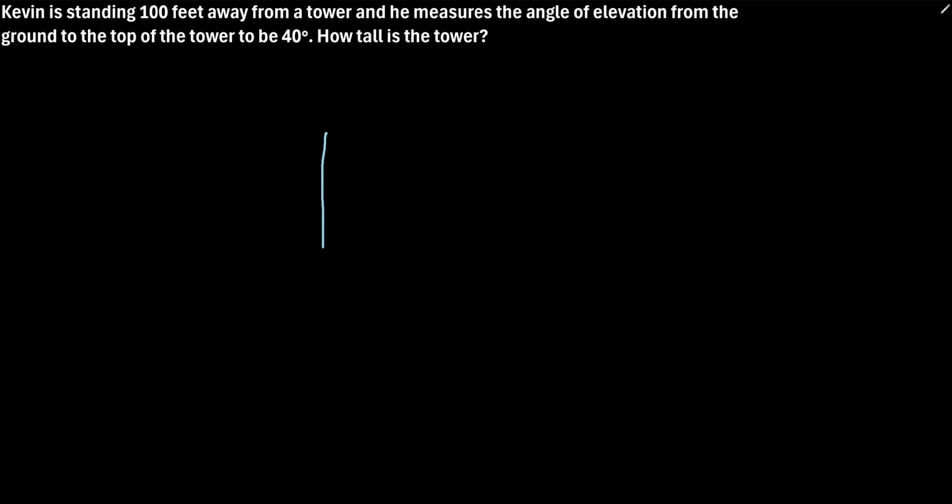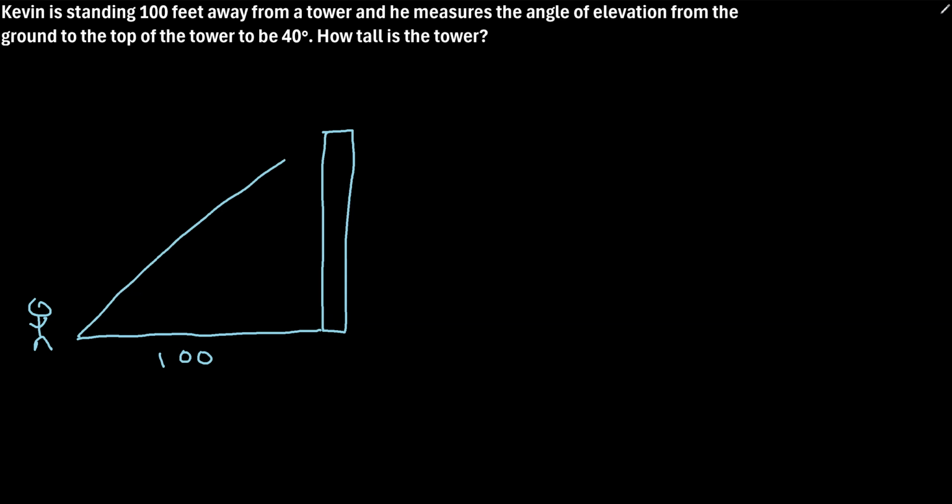So let's draw this situation. We've got some tower, and it says Kevin is standing 100 feet away from the tower. So here's Kevin. He's 100 feet away from the tower. And it says he measures the angle of elevation from the ground to the top of the tower to be 40 degrees. So notice that the situation we have here is a right triangle, and we're trying to figure out the height of the tower. Let's call that h.